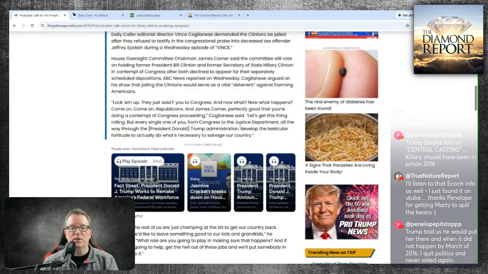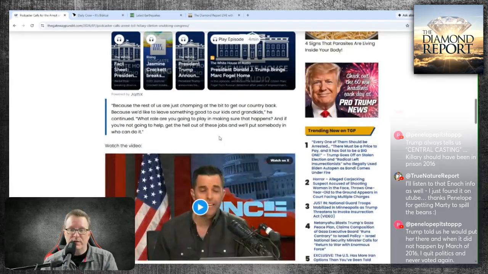Yeah, lock them up. They just said F you to Congress, and now what? Now what happens? Come on, Republicans. And James Comer, perfectly good that you're doing a contempt of Congress proceeding. Let's get this thing rolling. But every single one of you, from the Congress to the Justice Department, all the way through to the Trump administration, develop the testicular fortitude to actually do what's necessary to salvage our country.